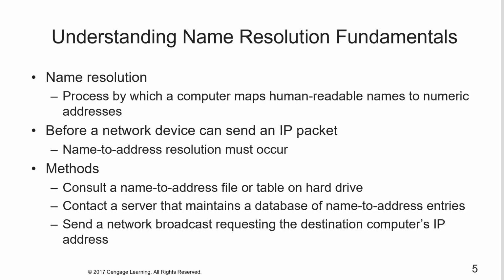So, understanding name resolution fundamentals. Name resolution is the process by which a computer maps the human readable names people give to services, so Microsoft.com or example.com, to the numeric addresses the computers use to identify those services. Before a network device can actually send an IP packet, we have to do name to address translation, or resolution. There are multiple methods of doing this. We can consult a name to address file table on a hard drive. We can contact a server that maintains a database of name to address entries, and we can send a network broadcast that requests the destination computer's IP address.